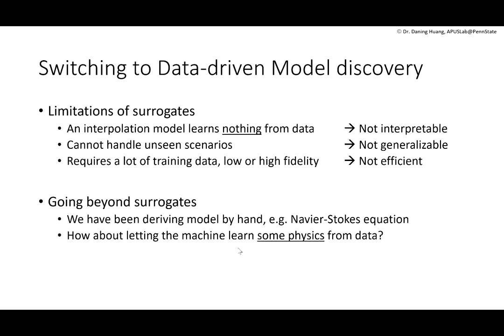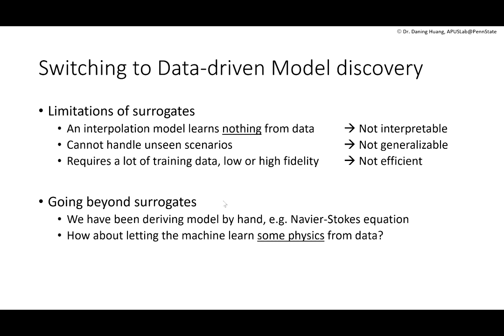So therefore, we went beyond the surrogates and wanted to look at this data-driven model discovery approach. That is to say, in the past, we have been deriving analytical models by hand, resulting in the Navier-Stokes equations, for example.